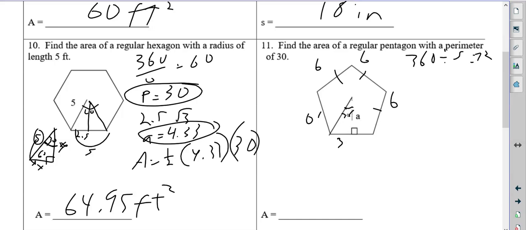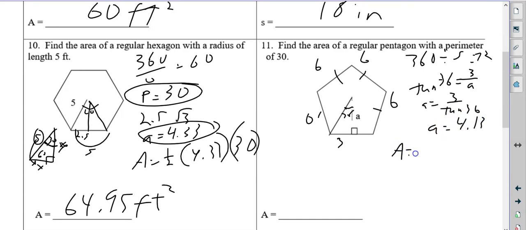So we have the opposite side 3. We're trying to find the adjacent side. So tangent of 36 equals opposite over adjacent, which is the apothem. Remember to do the old switcheroo. So A equals 3 divided by tangent of 36. So the apothem is approximately 4.13. And then we have all we need. Area is 1/2 the apothem times the perimeter. And that gives us 61.95 units squared.